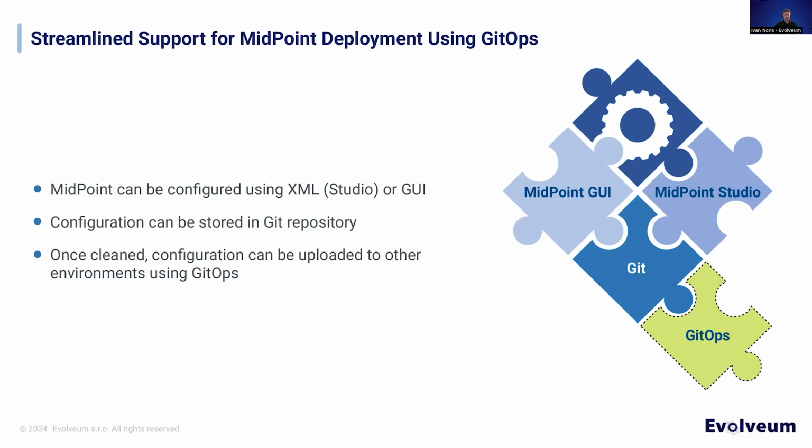Both methods are okay. But eventually, you would like to store the configuration in a Git repository, maybe just to be able to revert to some previous version of the configuration, or to use it as a basis for other environments, not just the one where you have edited it. So for that, we need something we call cleanup. I will introduce that. And once the configuration is cleaned, you can put it into Git and it can be uploaded to other environments using GitOps pipelines.